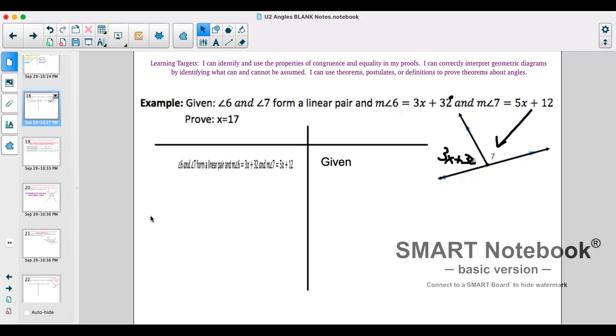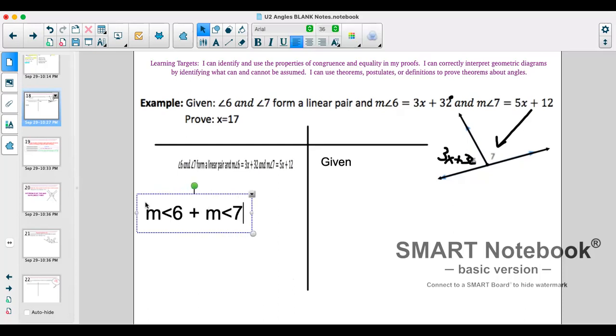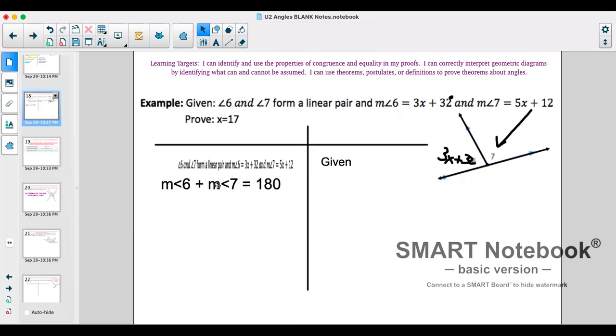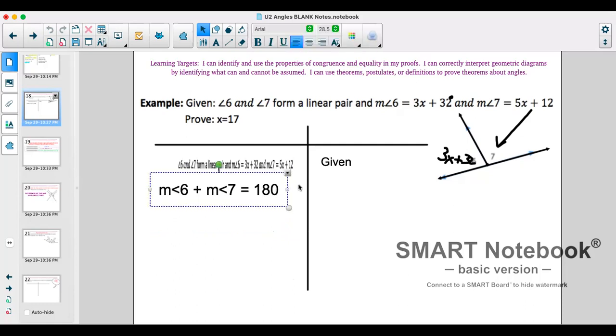Okay, so my next step: angle 6 and angle 7 form a linear pair, that is given to me. I immediately know that the measure of angle 6 plus the measure of angle 7 adds up to 180 degrees. And I know that because, if you're super formal, that would be the linear pair postulate. For my students, I accept either one. So you can put the definition of a linear pair or linear pair postulate.